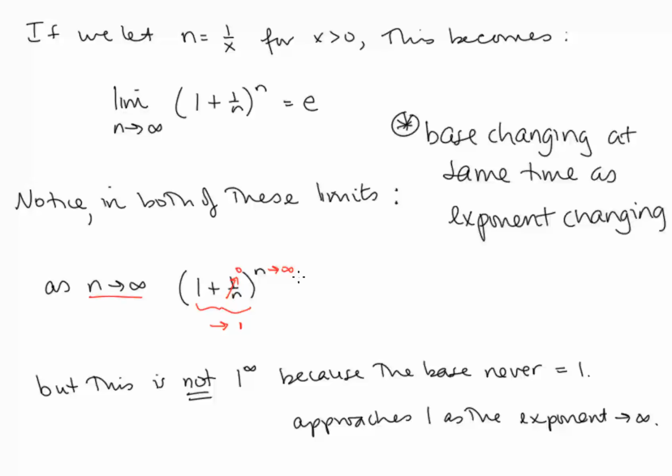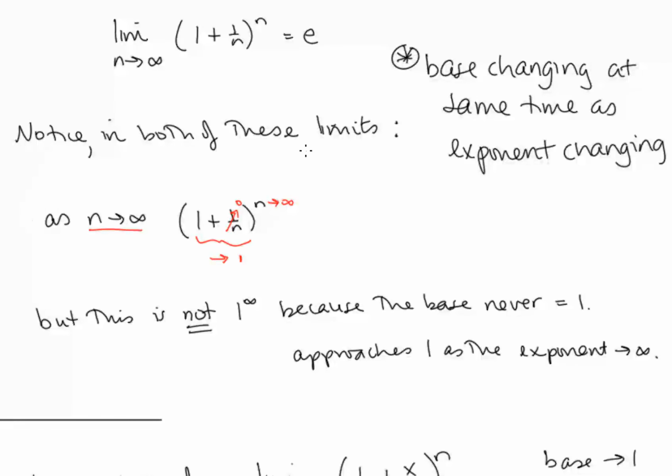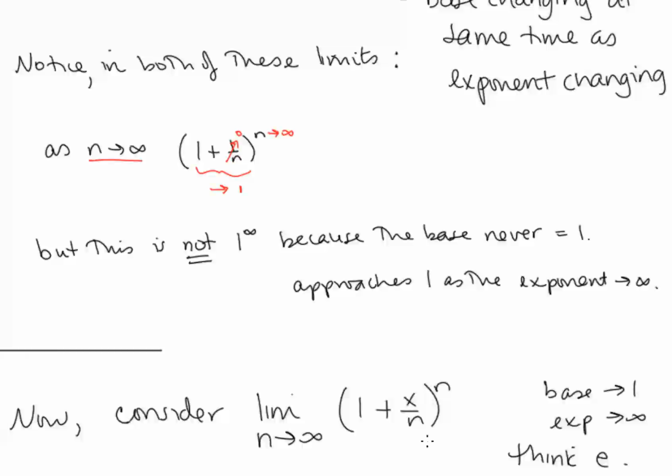But now let's take a look at limit as n goes to infinity, 1 plus x over n to the n. Let's take a look at the limit we have here for e, 1 plus 1 over n to the n. Here we have 1 plus x over n to the n. Now we notice, just like with the limit for e, that our base is going to 1 and our exponent is going to infinity.